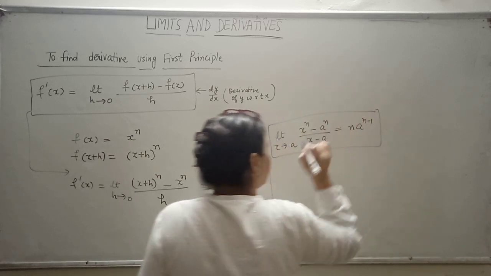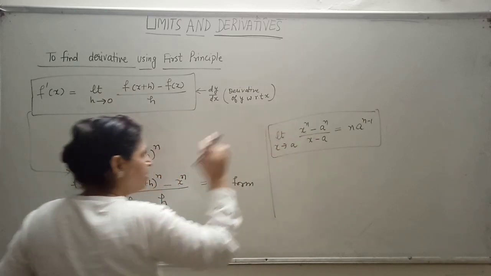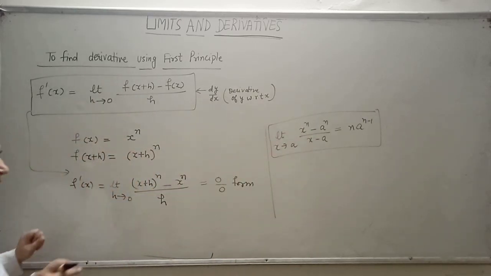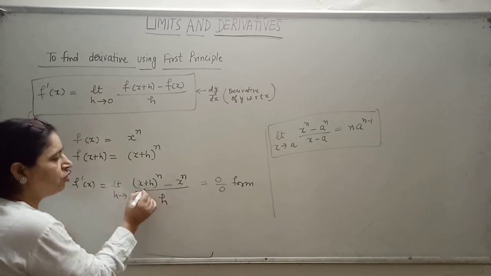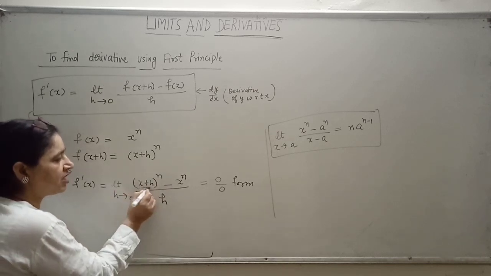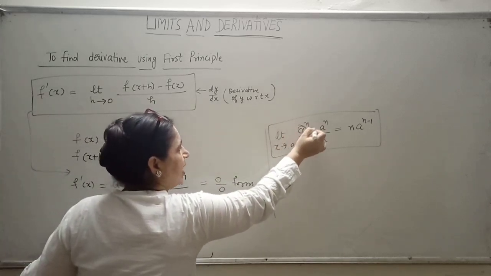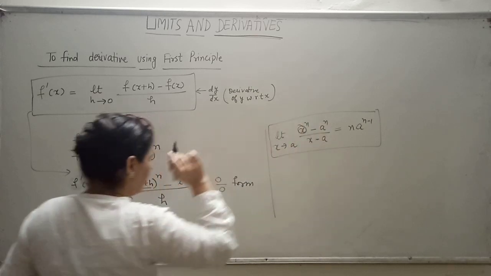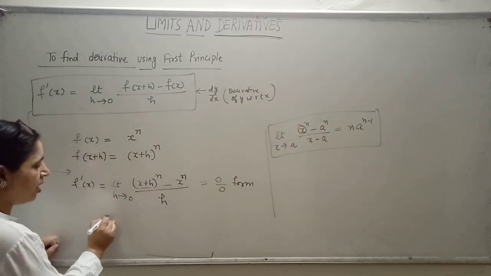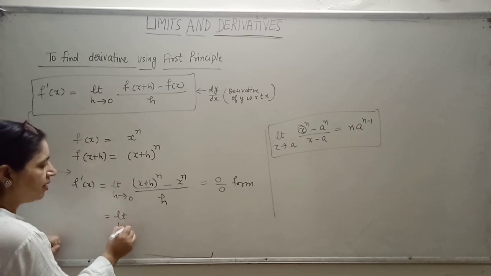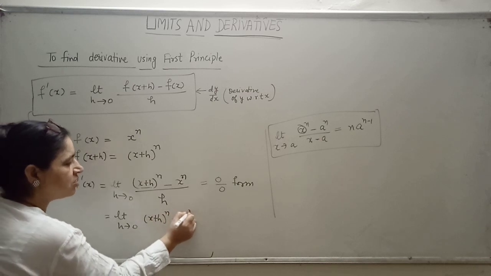n a raised to power n minus 1. ये उससे मैच कर रहा है, ये देखिए. But here the denominator is not of that type. Then what to do? We know here, in the denominator, it should be x plus h. x plus h means if it should be like this, x minus a. So it should be like x plus h, then minus x. So I am rewriting it like this, x plus h raised to power n minus x raised to power n.